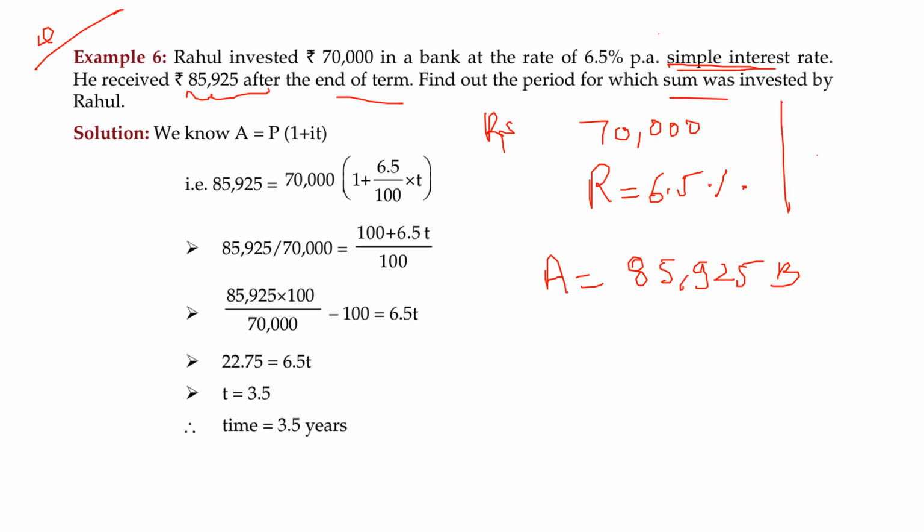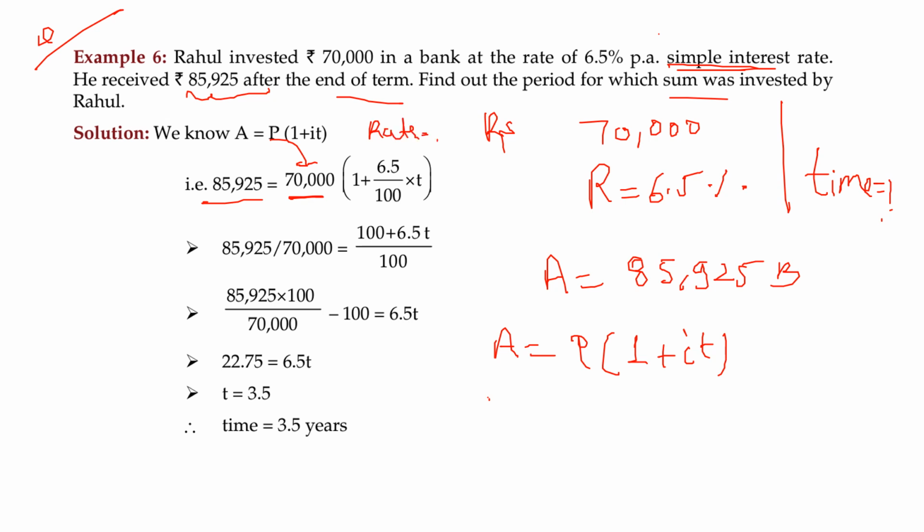So we have to find total time. So we have to put in this formula total amount 85,925, principal is 70,000, rate of interest 6.5%, and we have to find time. After putting all values, and you can simplify, you will get t equal to 3.5 years.